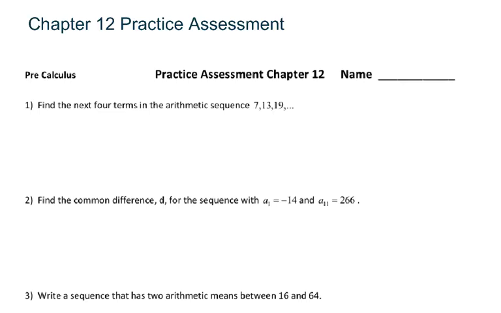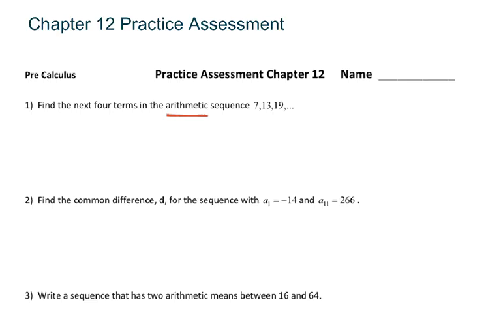This is the Chapter 12 Practice Assessment. For the test, you will receive formulas needed for this particular assessment. In problem number 1, it says find the next 4 terms in the arithmetic sequence 7, 13, 19.